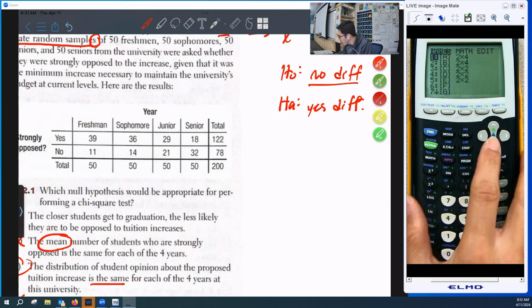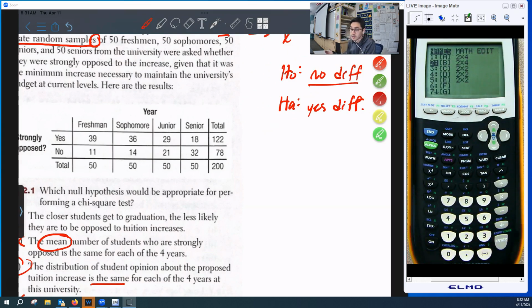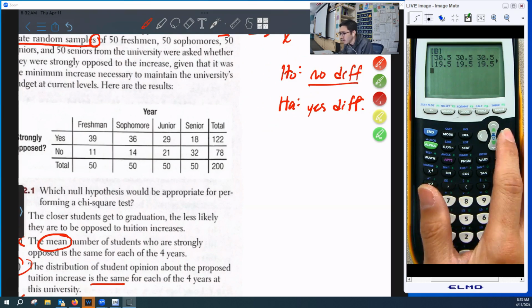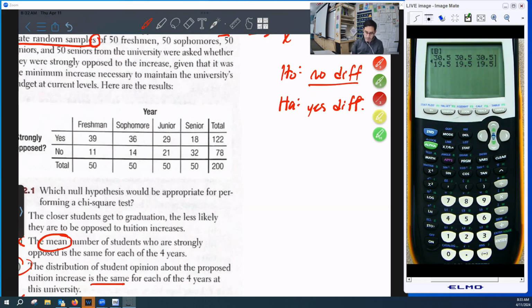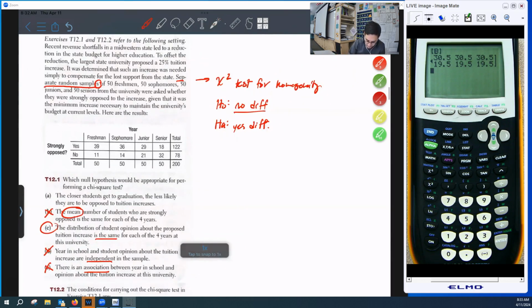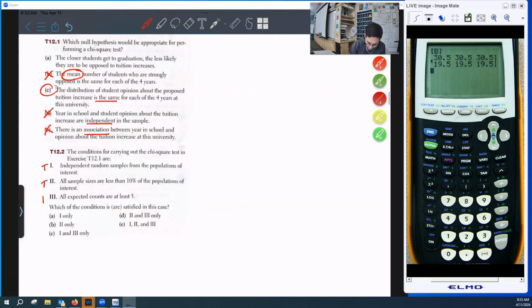And now, if I go back and look at matrix B, this is where the calculator will have auto-saved the expected counts. Okay, so looking through these, they're all double digits. Scroll to the right. Yeah, okay, so everything there is greater than 5. All right, so it looks like all 3 of these would have been met, so choice E.